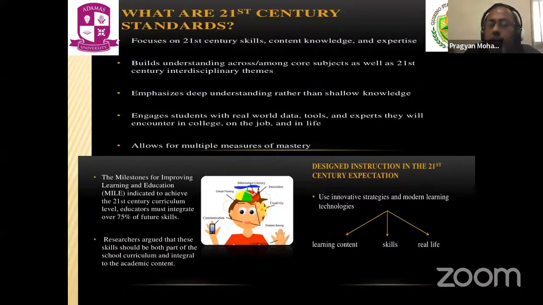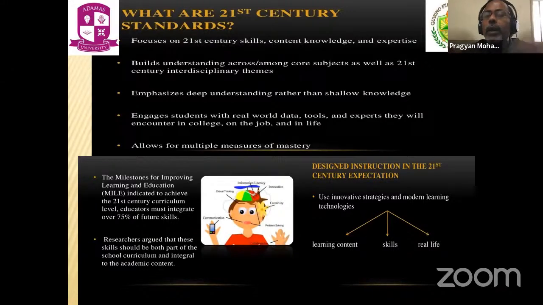And what is our target in the 21st century curriculum transaction? What is the target? That through this curriculum, these skills must be developed within the student. They must be able to activate these skills in a real life platform, right?